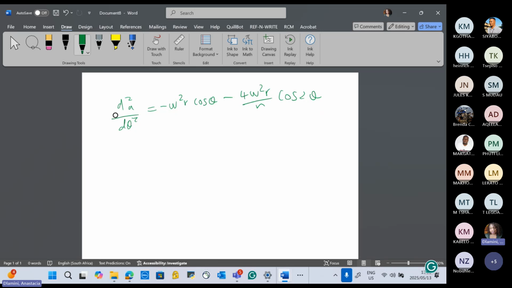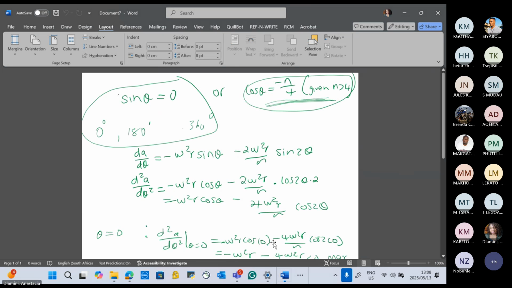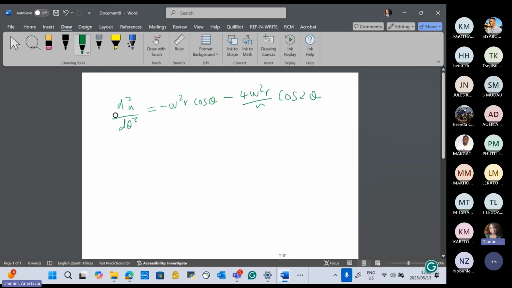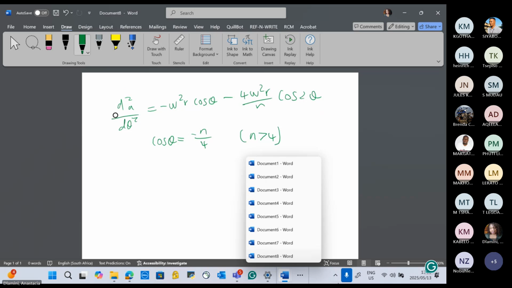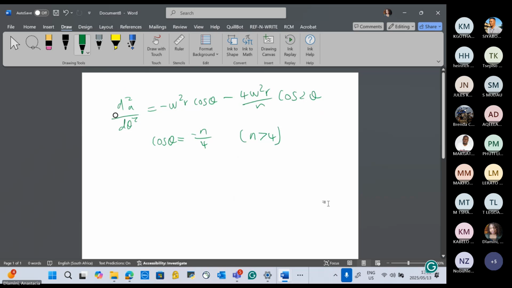Now we want to substitute what we had before, which is cos theta equals negative n over 4. So we want to substitute cos theta equals negative n over 4. And we are given that n is greater than 4. How do we do that? Let's think.